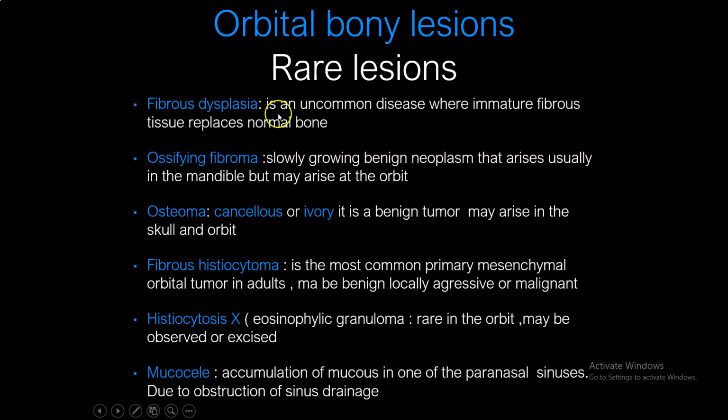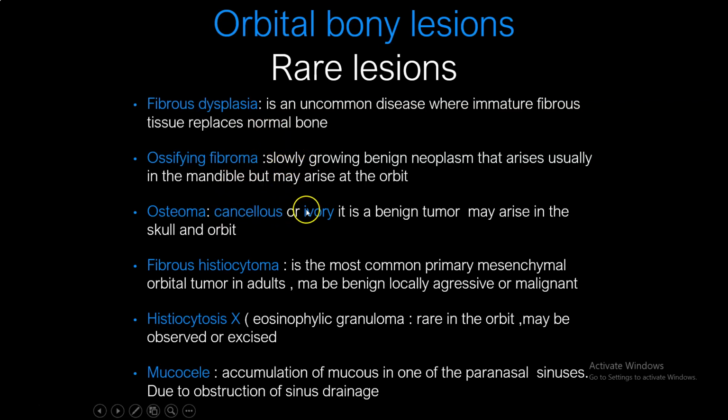What is fibrous dysplasia? It is an uncommon disease where the immature fibrous tissue replaces normal bone. It is an immature bone replacing mature bone. Ossifying fibroma, these are slowly growing benign neoplasms that arise usually in the mandible, usually in the second decade of life, more common in females than males, but it may also arise around the orbit. Fibrous dysplasia is diffuse, ossifying fibroma is more localized.